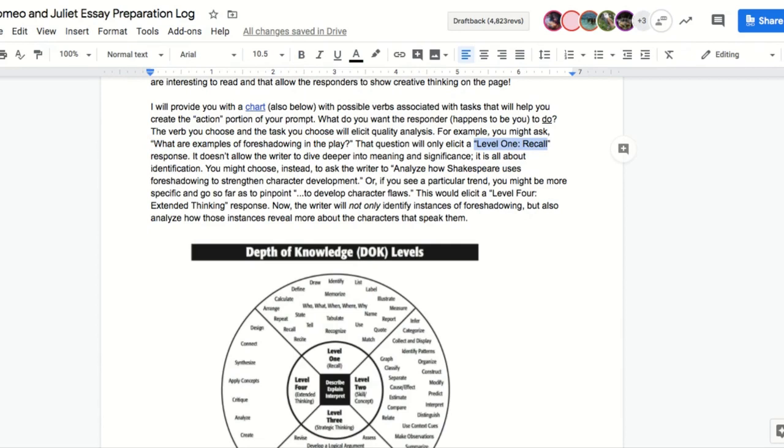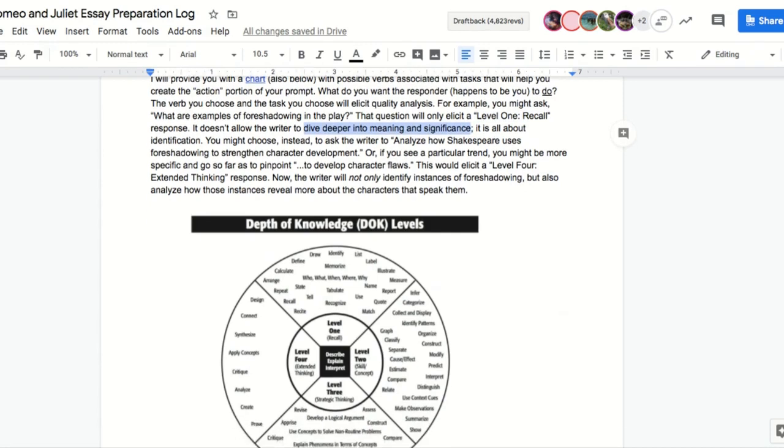of foreshadowing, here's another example of foreshadowing, and there's no element of diving deeper and giving it this piece of significance, like, well, what does the foreshadowing do? Why is it relevant? Why does Shakespeare include it? What impact does it have? Just by giving examples of foreshadowing, that doesn't really do a lot. So you instead might ask your writer to analyze how Shakespeare uses foreshadowing to strengthen character development.